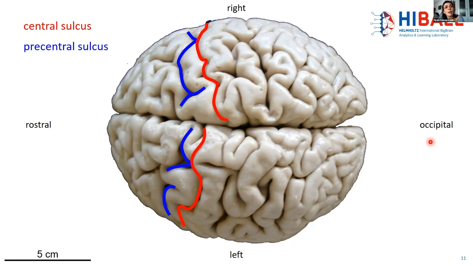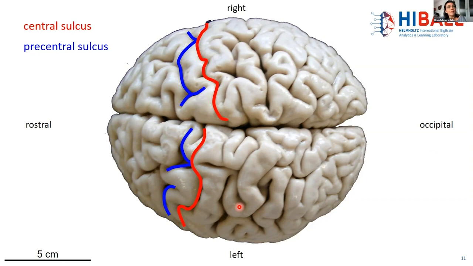And just imagine how variable this folding pattern of gyri and sulci is, that not even monozygotic twins have exactly the same pattern. So the pattern of folding the brain is as individual as your fingerprint is, okay?